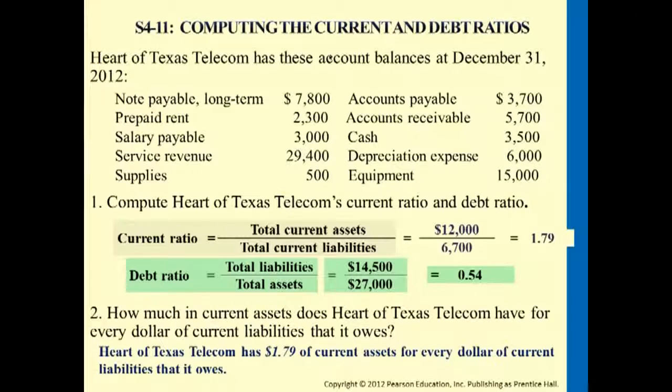Okay, so the last line here really just means that for every dollar of liability, you have 1.79 in current assets to cover it. That's what the ratio means.